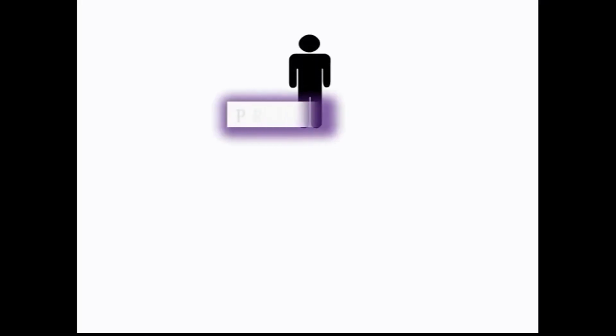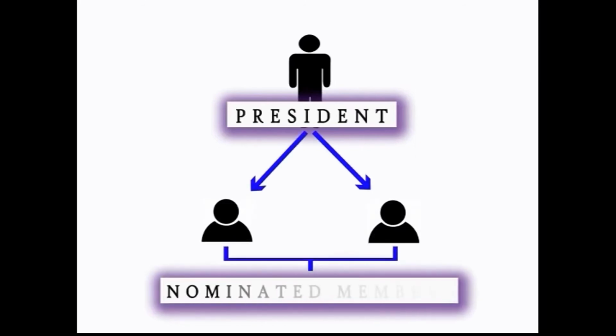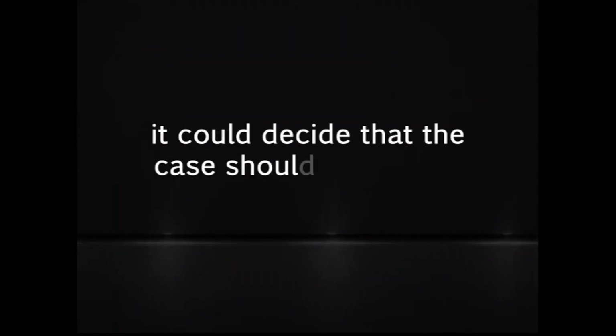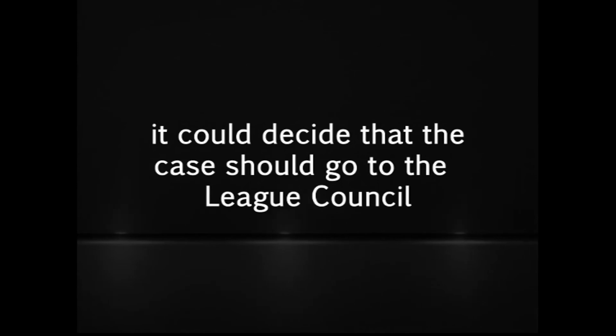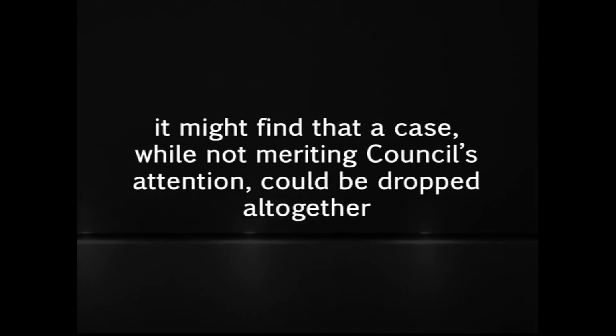The committee normally consisted of the President of the Council and 2 others nominated by him. An important precautionary condition was that none of these could come from the host state, the kin state, or a state neighboring that of the minority. The committee had 3 courses of action. 1, it could decide that the case should go to the League Council; 2, that the case should be settled; and 3, it might find that a case, while not meriting the Council's attention, could be dropped altogether.